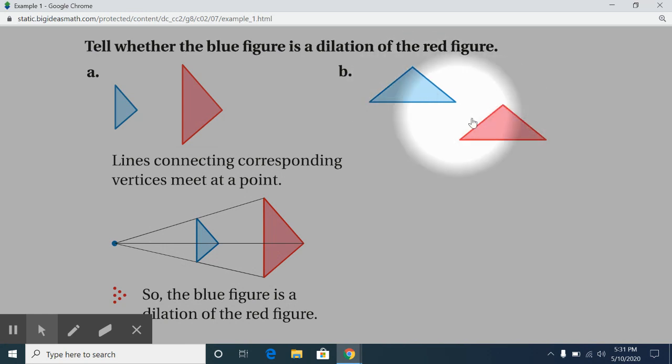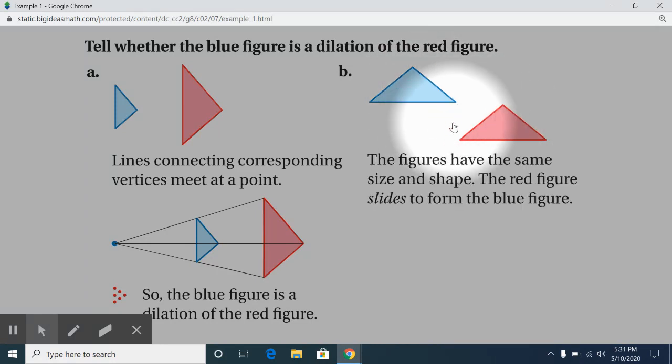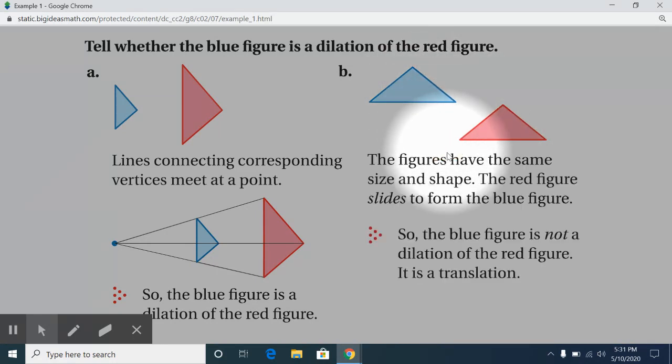In problem B here, these are the exact same size. These are congruent figures, not similar figures. So problem B, this is really just a translation, right? If we slid this figure to this figure or vice versa, we would get the other figure. So it says here the figures have the same size and shape. The red figure slides to form the blue figure. So the blue figure is not a dilation, it is a translation.